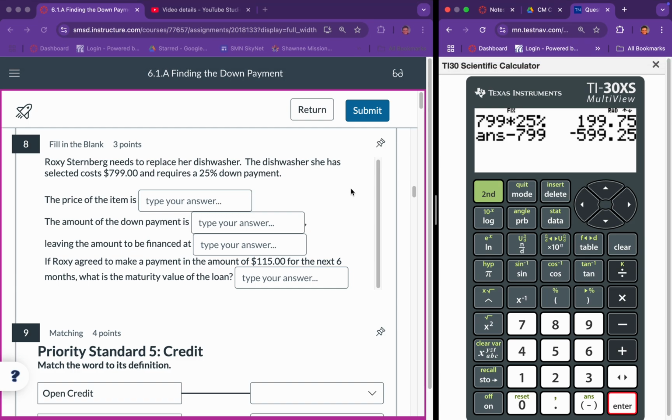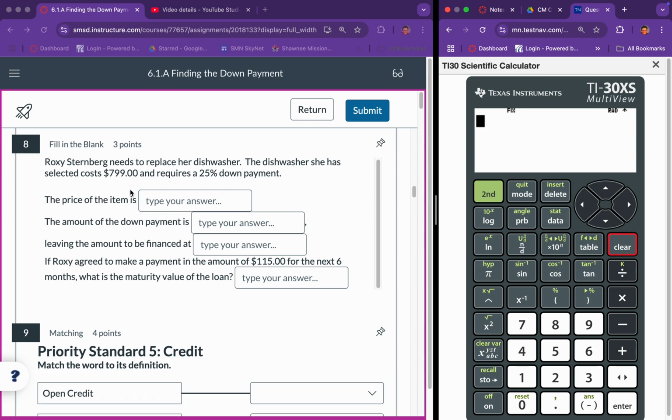Okay, this video is going to be on how to find the maturity value of an installment loan. So in this problem right here, Roxy Sternberg needs to replace her dishwasher. The dishwasher she has selected costs $799 and requires a 25% down payment.